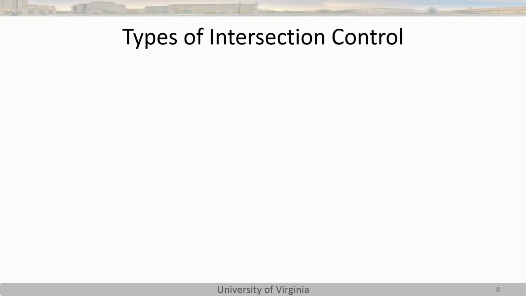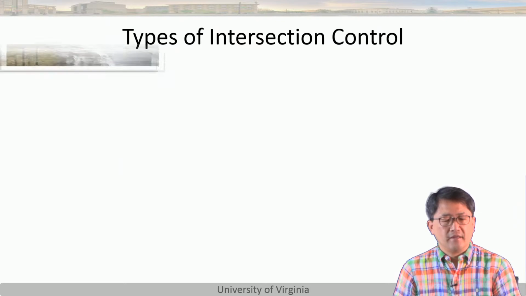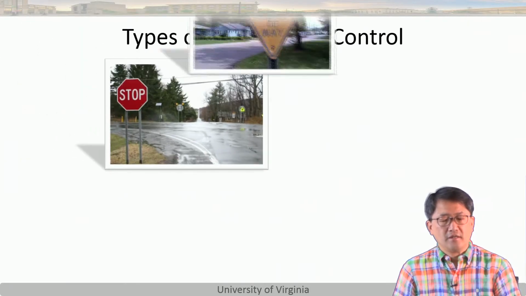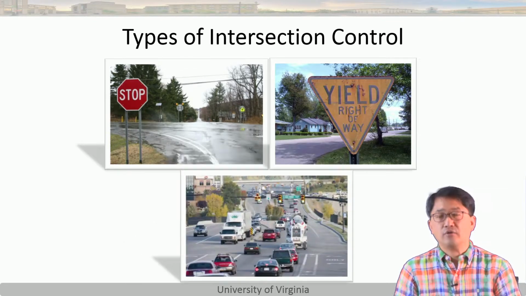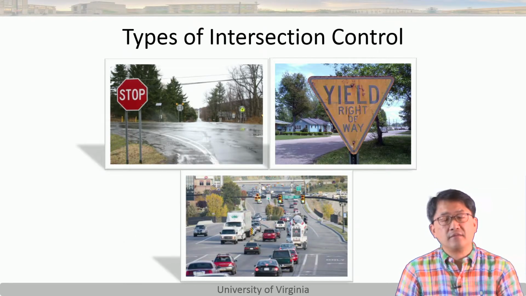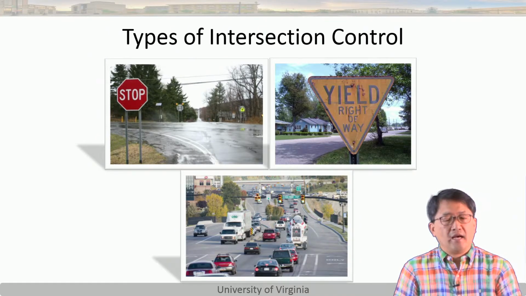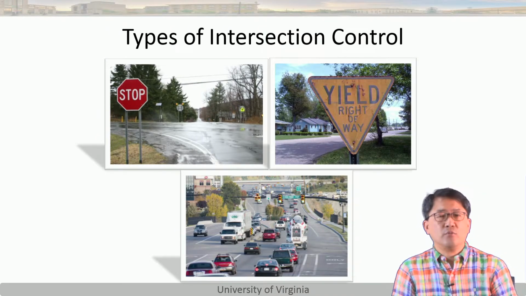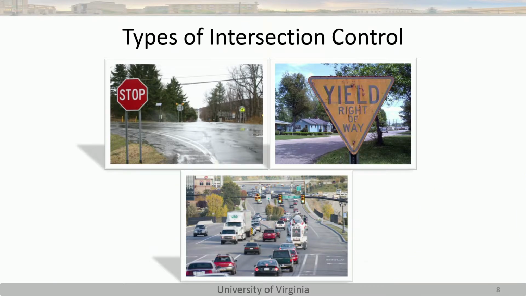So the control of the intersections, you don't have to have an intersection as a traffic signalized one. You can have a stop controlled, yield controlled, or traffic light controlled, and you have roundabouts and other things as well. One question you might have is how do we decide which one's most appropriate? And who actually decides that?